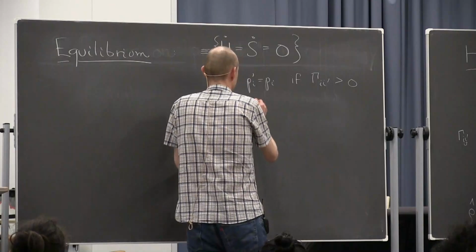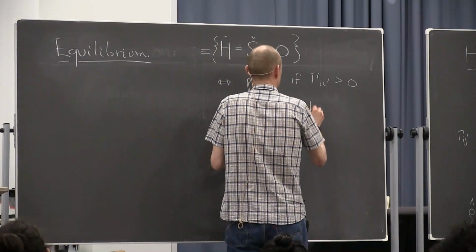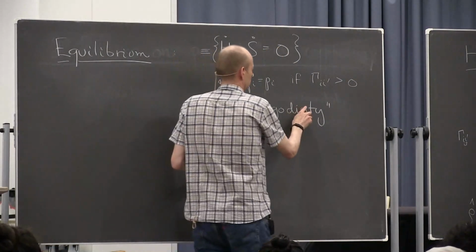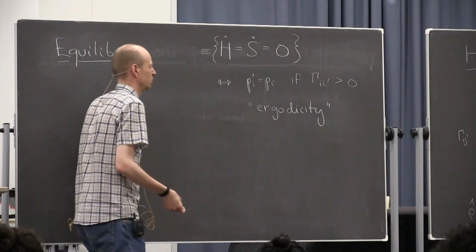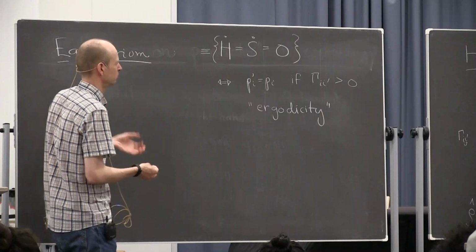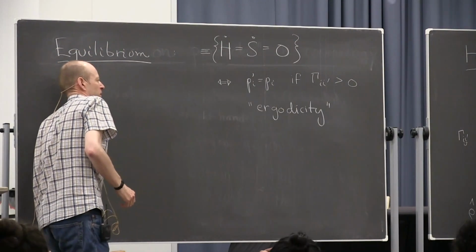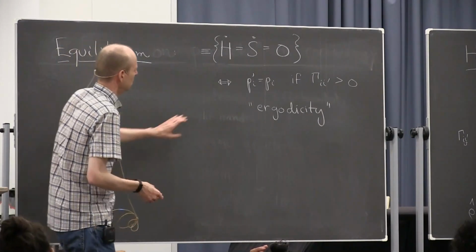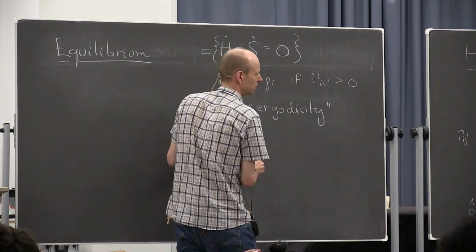And this is known as the ergodicity. One of the basic postulates. You can also almost take this as an alternative definition of equilibrium, that all the states that can be occupied are occupied with the same probability. That's ergodicity.